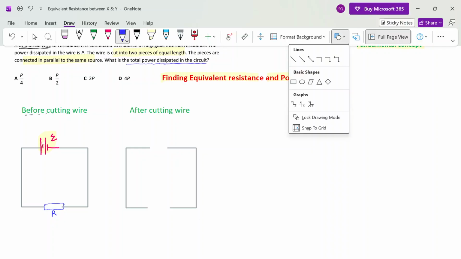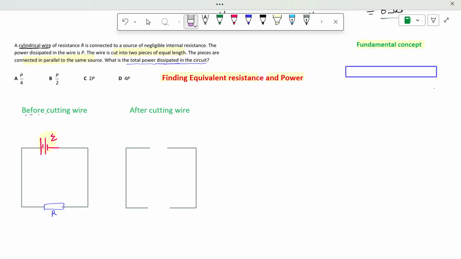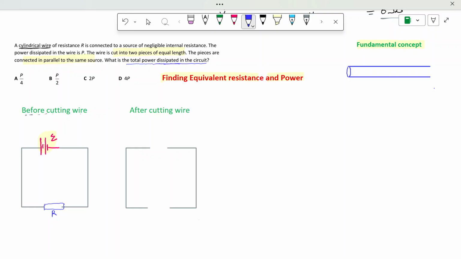First of all, the wire is cylindrical. So just imagine this is a wire, okay? And when this is cylindrical, it means that it has a certain cross-sectional area. So that I'm going to show you now. And that is the circular cross-sectional area. This is the cross-sectional area, let's say A, and its length is L.